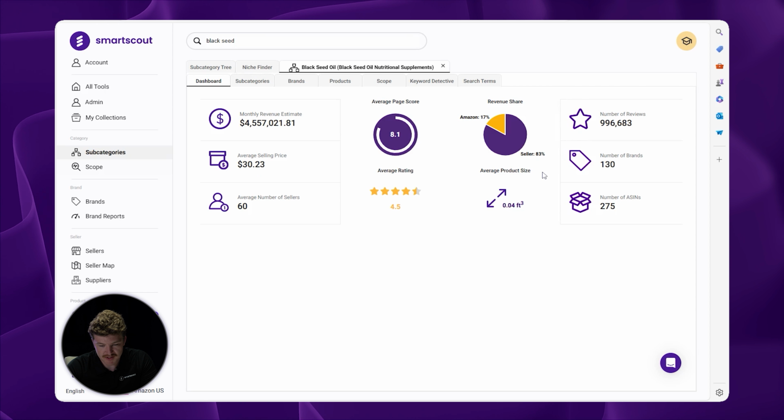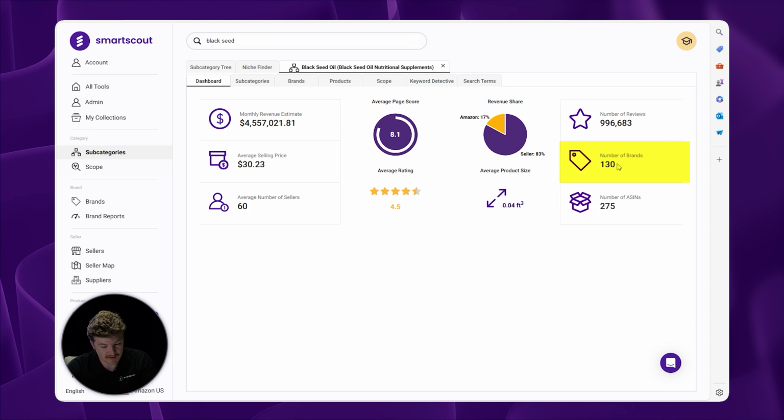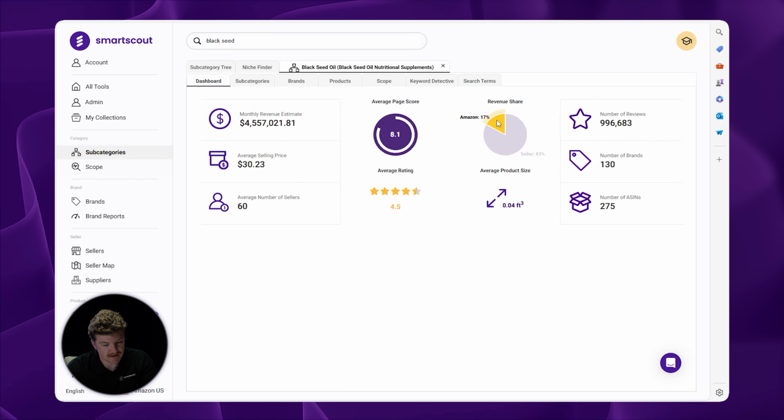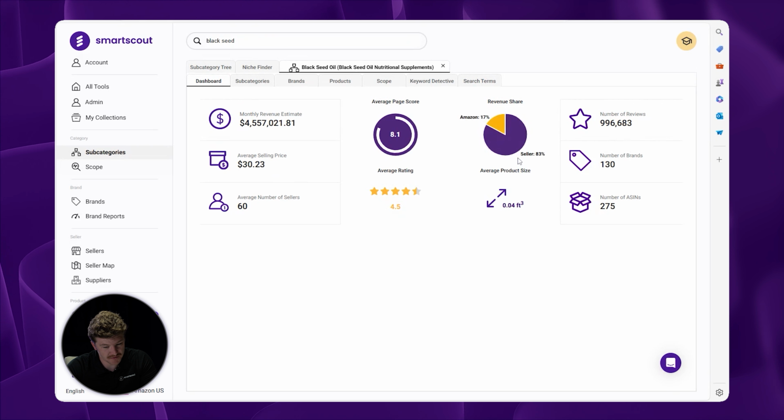A few other things that we can check out are the number of brands in this subcategory. In this size of subcategory, 4.5 million, 130 brands, that's a decent amount of competitors, but we can see the number of ASINs, which is just under 300, which is actually pretty decent. One of the last things I like to look at is this revenue share. We can see the vendor central revenue versus seller central. In this example, we are a seller central brand.